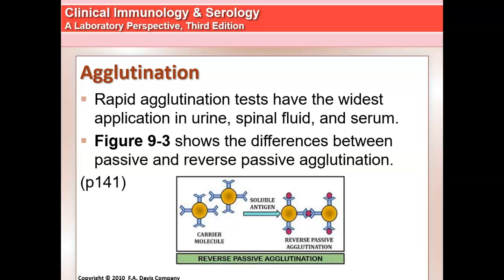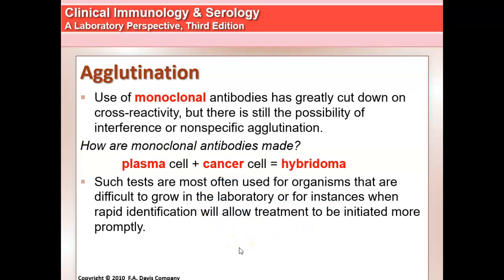Rapid agglutination tests have the widest application in urine, spinal fluid, and serum. And this figure on the next page shows the differences between passive and reverse passive, but I wanted you to just concentrate on reverse passive agglutination. Remember, in reverse passive, you have antibody already stuck on your carrier molecule. Then you add soluble antigen, and this is how the lattice forms. It's really a cool method.